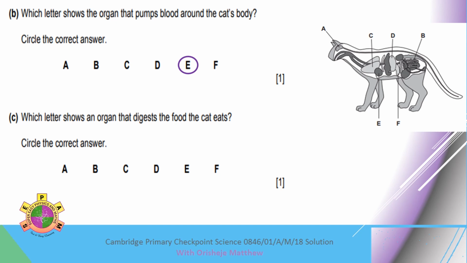Which letter shows the organ that digests the food of the cat? Now we talk about the digestive system. So you have the intestines, and then you have the stomach. B is the intestine, while D is the stomach.